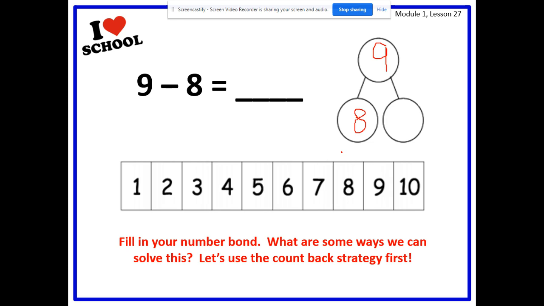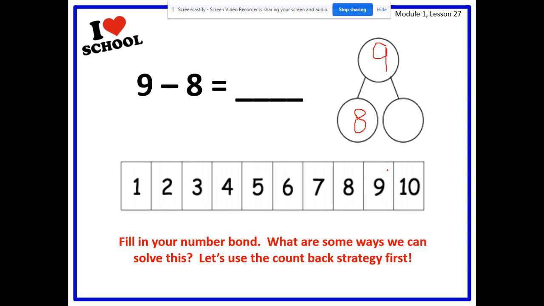Yes, did I hear that we can count on using the number path, or we can count back? You are right. So let's use the number path to count back and solve. Let's try it with counting back and see if that is the most efficient way. So we have 9 minus 8 equals blank. Which way should we hop to show taking away 8?